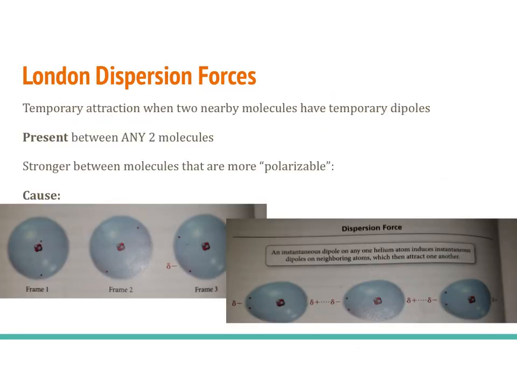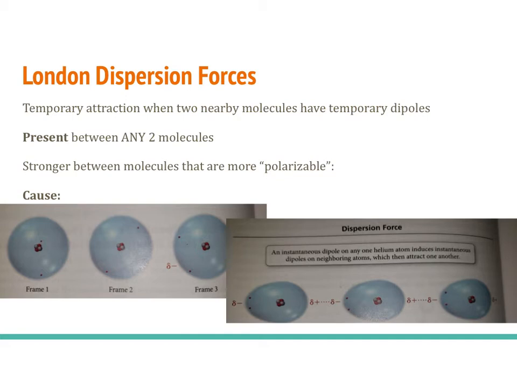The first type of intermolecular force, the first type of force that holds one molecule to a second nearby molecule, is called a London dispersion force. A London dispersion force is a temporary attraction when two nearby molecules have temporary dipoles. It can be present between any two molecules, so every substance that contains covalently bonded molecules can have these temporary London dispersion force attractions between two of its molecules. And it's stronger between molecules with an electron cloud that is, as we say, more polarizable.